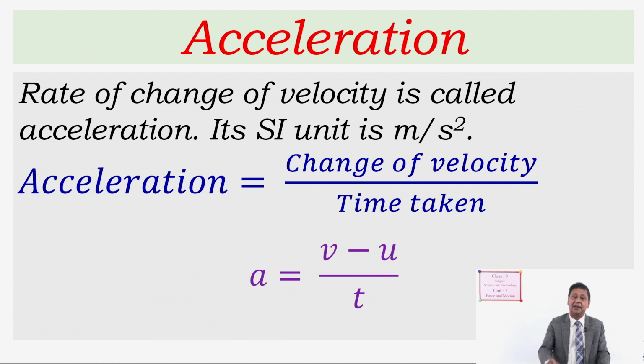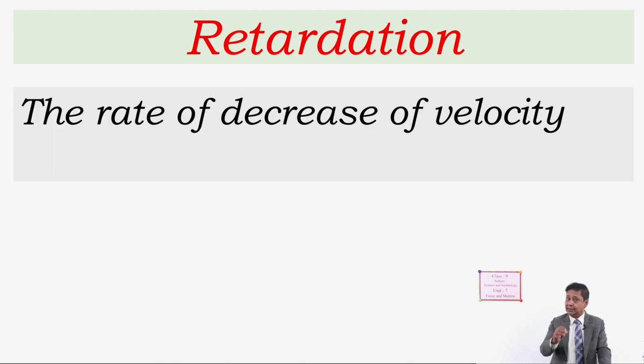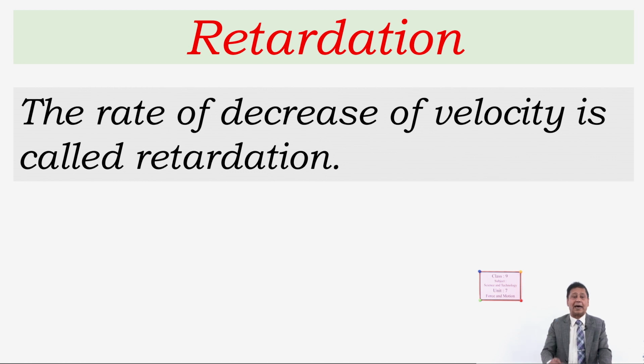Okay, now another term, retardation. Exactly what is it? Retardation is same as acceleration. I mean to say retardation and acceleration are same, but negative acceleration is retardation. Then how can we define it? We can define this way: the rate of decrease of velocity is called retardation.